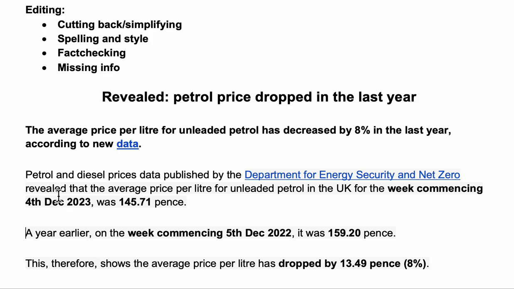So let's read this back. Petrol and diesel prices data published by the Department for Energy Security and Net Zero revealed that the average price per litre for unleaded petrol in the UK for the week commencing 4th of December 2023 was 145. Okay. A year earlier, it was 159.2 pence. Now, this level of detail here, we could remove. We could just say a year earlier it was 159.20 pence. We don't necessarily need to give any more detail.